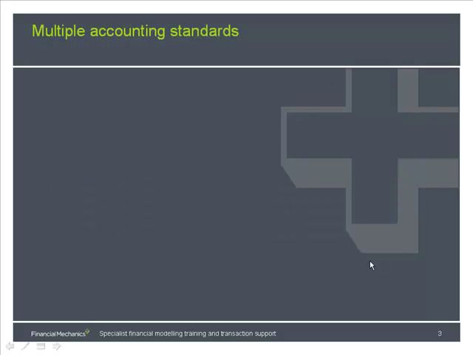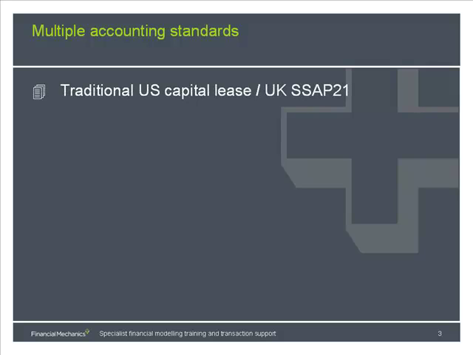Before we get into things too far, it's important to emphasize that there are multiple accounting standards that have different variations on the financial asset accounting subject. To start with, there's the traditional U.S. capital lease type accounting, which is also reflected in a very similar, albeit pretty out of date now, UK standard called SSAP 21.